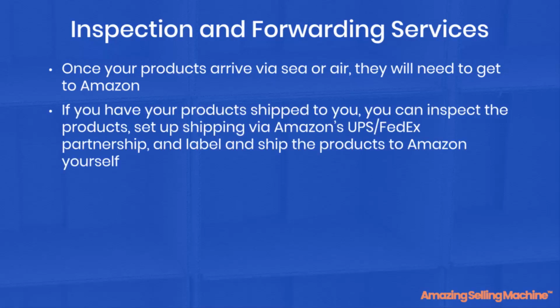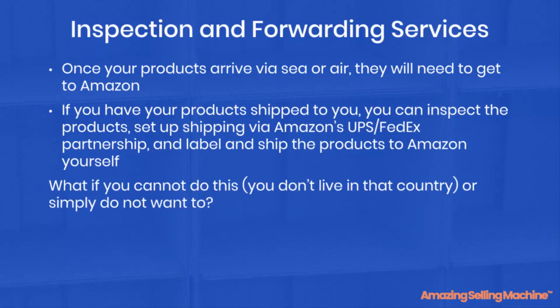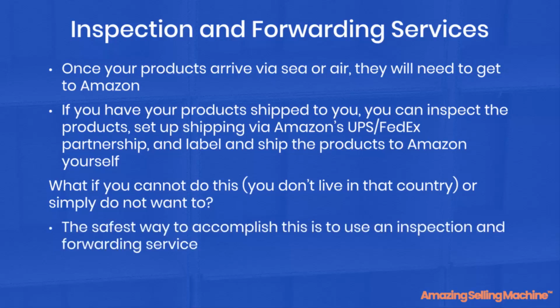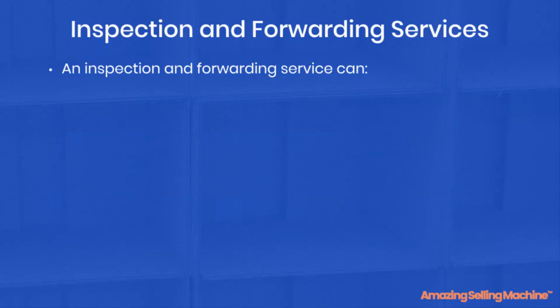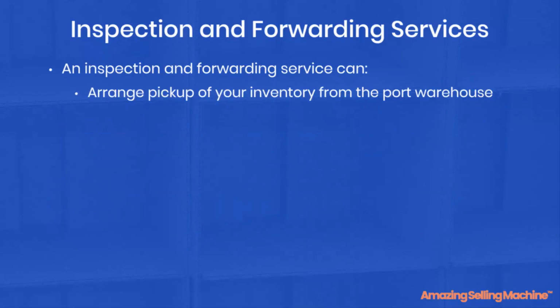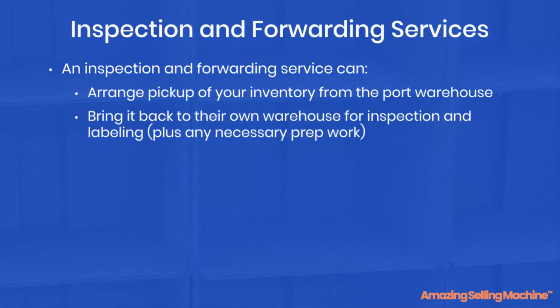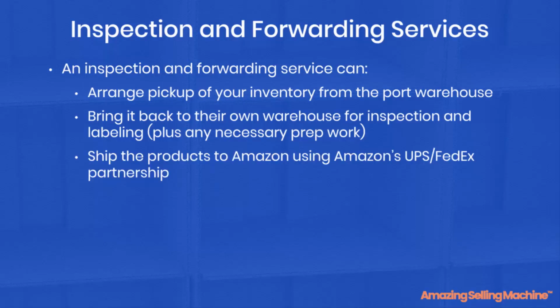Now, once your products have been imported, they still need to get to Amazon. And if you're having them shipped to yourself, well, you can do the rest. You can inspect them, you can set up shipping inside of Seller Central, you can print out the UPS or FedEx labels, attach them, and then have them picked up and shipped off to Amazon all by yourself. But what if you can't do this? For example, you don't live in the country. Or what if you simply don't want to? Well, the safest way to accomplish this is to use a service called an inspection and forwarding service. An inspection and forwarding service is a company that can do the following: arrange pickup of your inventory from the port warehouse, bring it back to their own warehouse for inspection and labeling, plus any necessary prep work you might have, and then print out the labels and ship them off to Amazon using Amazon's own UPS and FedEx partnership.